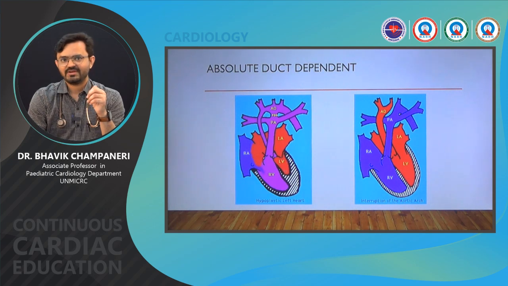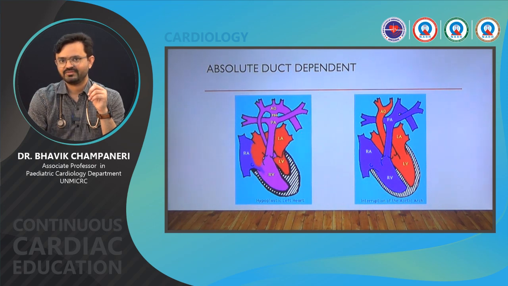This is an example of absolute duct dependent systemic circulation. This is an example of hypoplastic left heart syndrome. As you can see, the left ventricle is hypoplastic, the aorta is hypoplastic, the mitral valve is hypoplastic, and the DTA or the systemic circulation is absolutely dependent on this PDA. Once this PDA closes, the blood flow into the aorta is compromised, giving rise to systemic shock or cardiogenic shock.